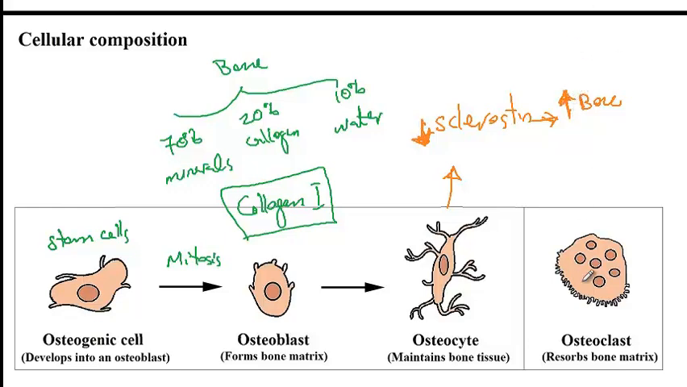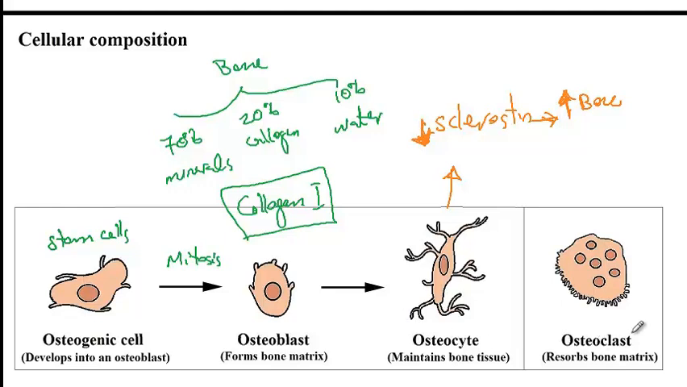And then the final type of cell that you should know is called osteoclast, and the function of osteoclast is to resorb bone matrix. And the reason we need to resorb bone matrix is over time there would be microfractures that will develop inside our bones. So we need to remove some of this bone matrix and replace them with a new bone. And that's the function of osteoclast.